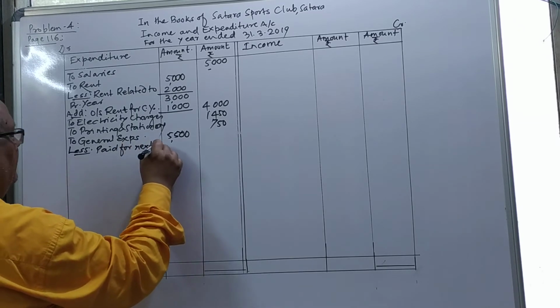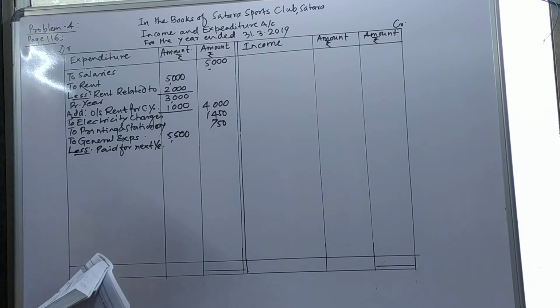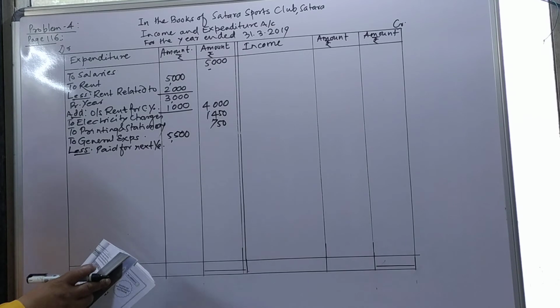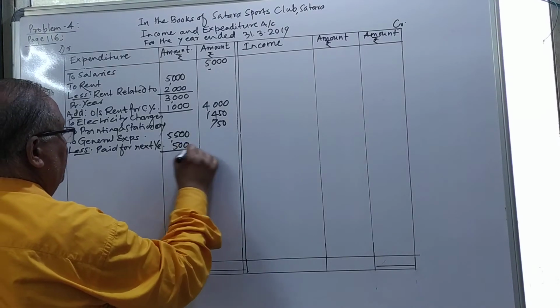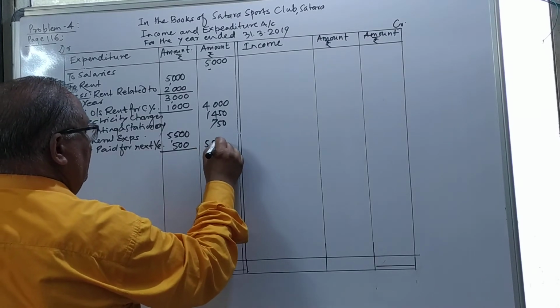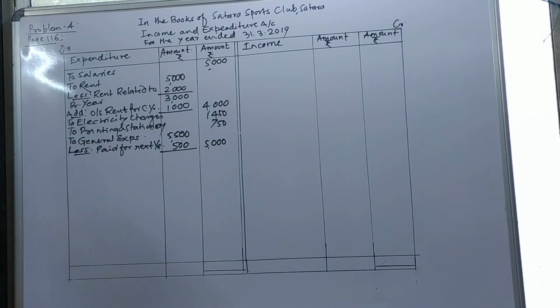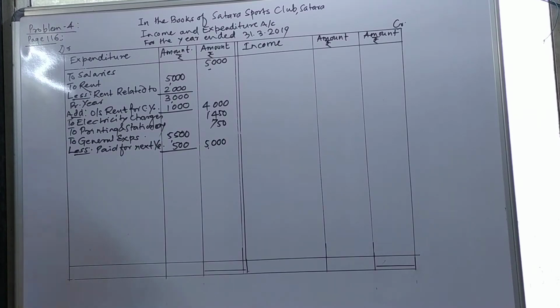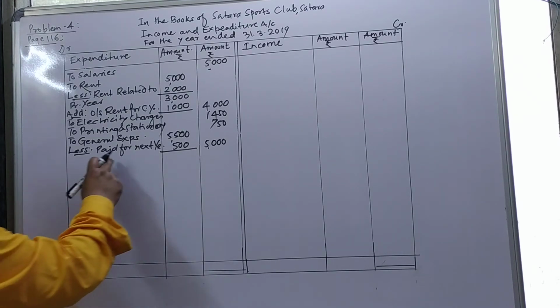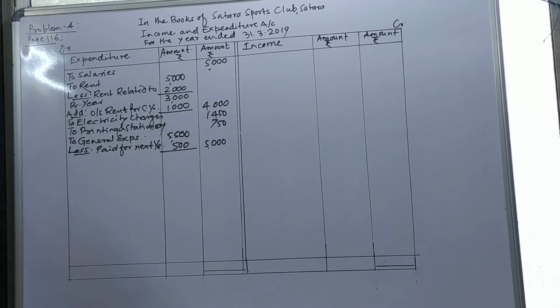So the amount paid for the next year given to us is 500, and for the current year no adjustment is given. So we just deduct it and put it in the outer column. So here, general expenses less paid for the next year. Whenever they ask for the balance sheet, this amount paid for next year we can show on the liability side of the balance sheet. But we are not preparing the balance sheet here.